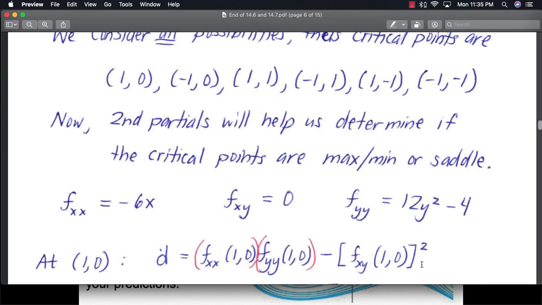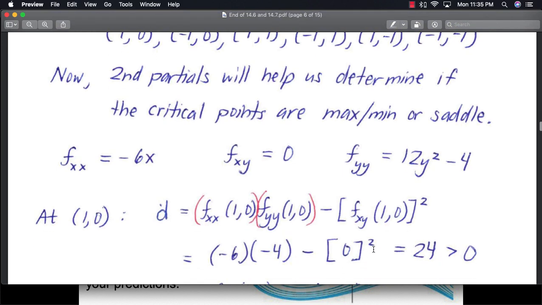Now, using these formulas, I'm going to go ahead and plug it into what is D. And let's go ahead and evaluate first at the point 1, 0. So we take the formula here, which is the second partial with respect to x evaluated at 1, 0, times the second partial with respect to y evaluated at 1, 0. I'm going to subtract the second partial xy evaluated at 1, 0 squared. Now, this middle second derivative is already 0 without even plugging in any numbers at all. So this part's going to be canceled out very quickly.